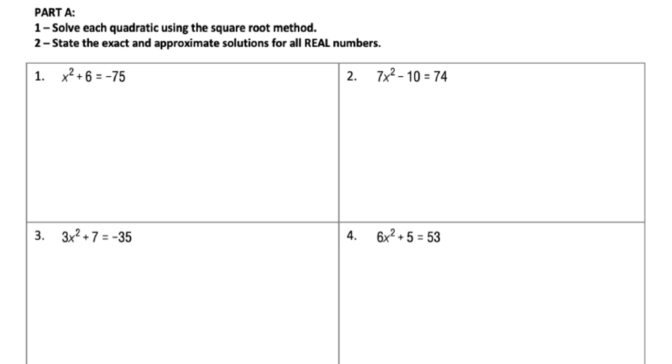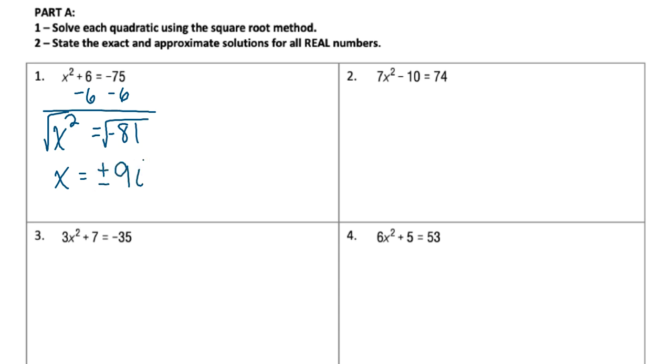Okay, so number 1, we need to isolate that x squared. So I'm going to subtract 6 and get x squared equals negative 81. Now that I've isolated it, I square root both sides, and I get x equals the square root of negative, which is going to give me i. Square root of 81 is 9. So I have plus or minus 9i. So my solutions are negative 9i and positive 9i.